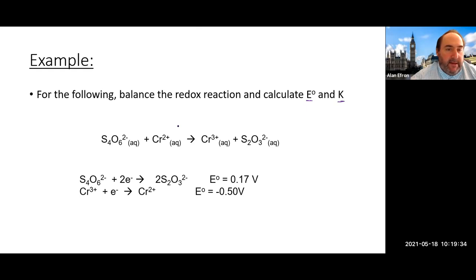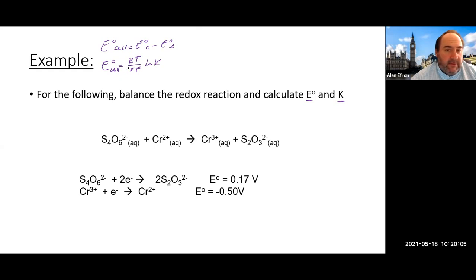A couple of those things should tell us what formulas we should use. Obviously, the standard E of the cell is our cathode minus our anode. And the one that has the equilibrium constant in it is E of the cell equal to RT over nF times the natural log of K, as we just talked about from the Nernst equation, where we get this guy.